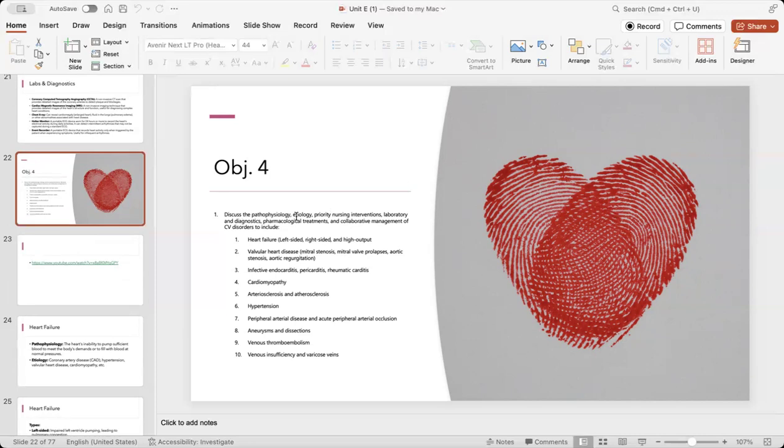So what's the pathophys? And I broke it down pretty good. The pathophys, the etiology, the priority nursing interventions, labs, diagnostics, pharmacologic treatment, and management of these disorders. Some of them aren't quite as involved as others, but we're going to briefly go over them.